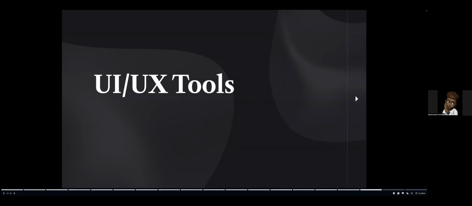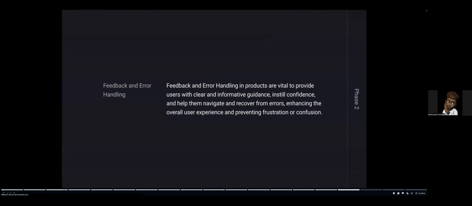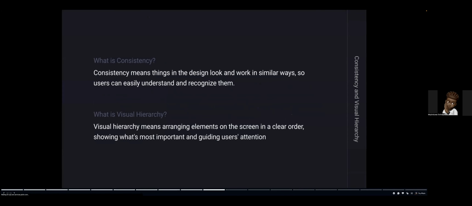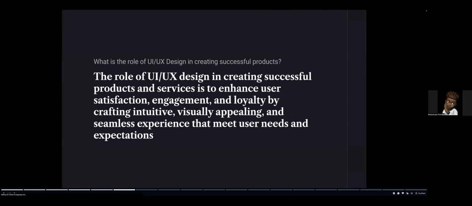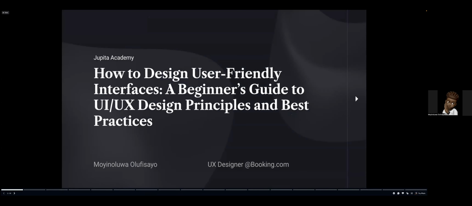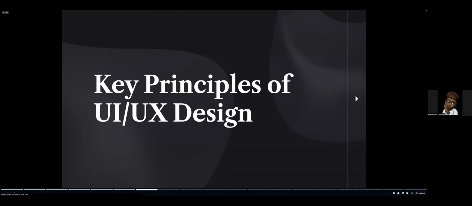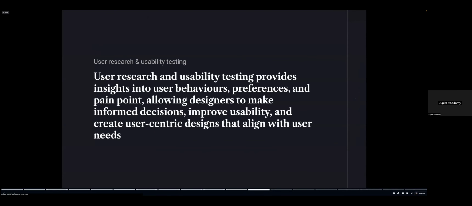And yeah, so I think that's basically everything about my talk. With these few points, I've been able to help you understand how to design user-friendly interfaces as a beginner, and also the principles and best practices of this stuff itself. Yeah, I think that's basically it.